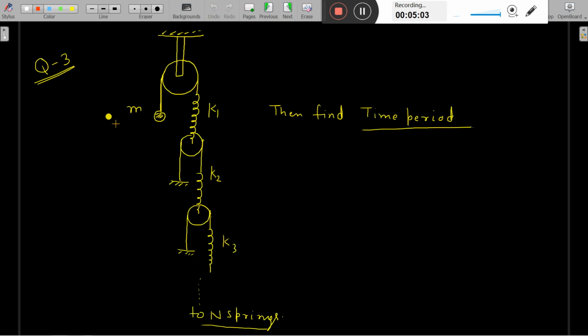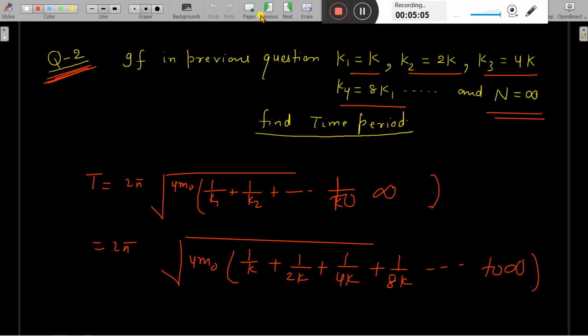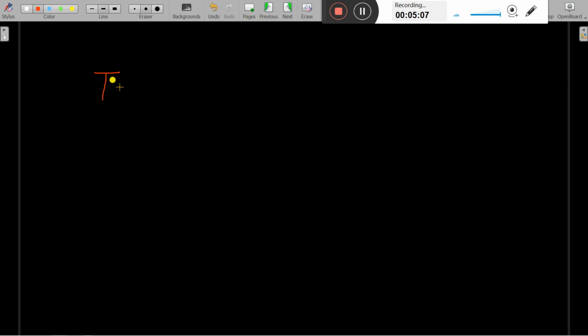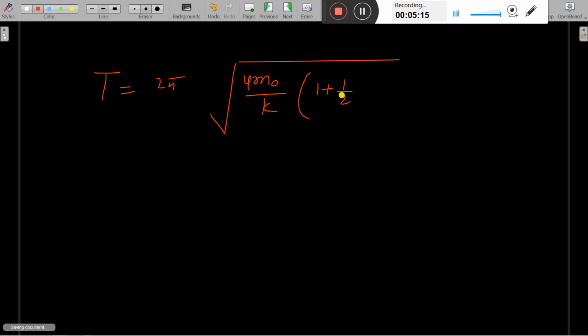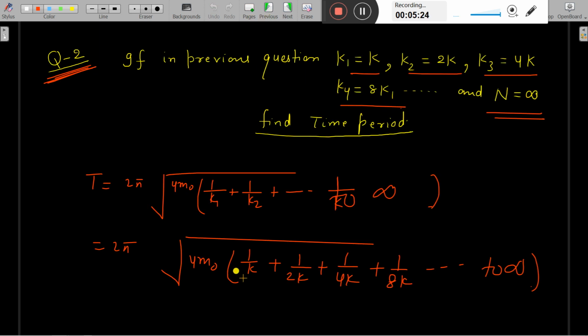So the time period comes out to be 2 pi under root 4 m0 over k times (1 plus 1 by 2 plus 1 by 4 plus 1 by 8 to infinite). In this way we can calculate here. 1 by k is common in every part. So 1 by k is common.